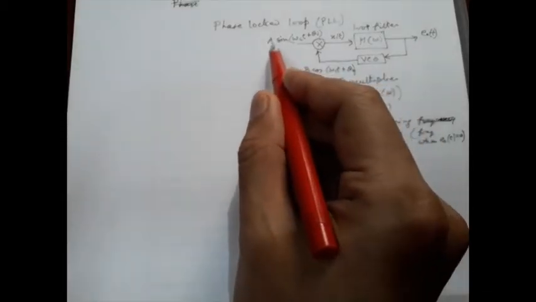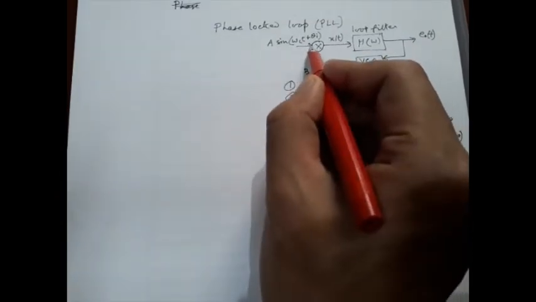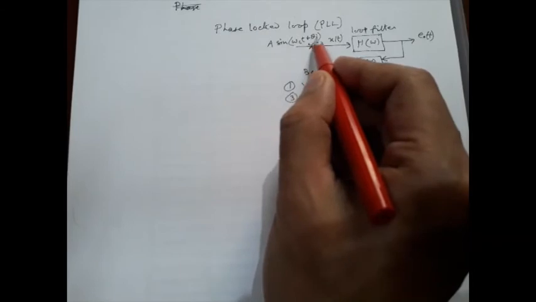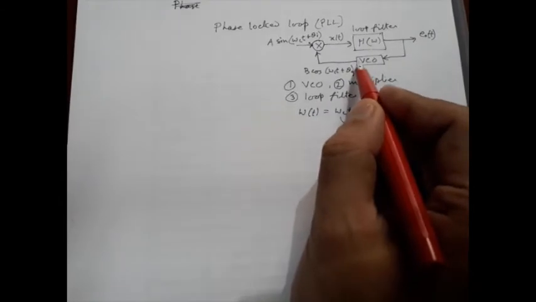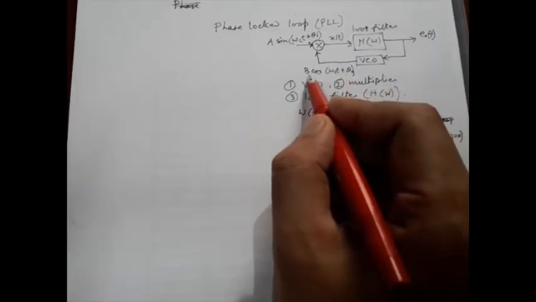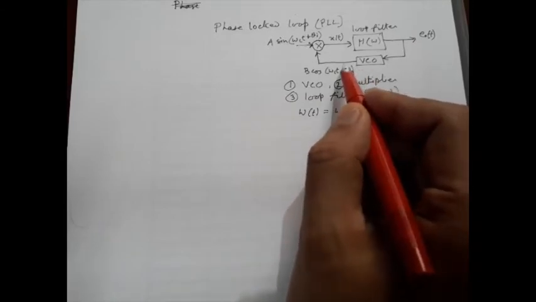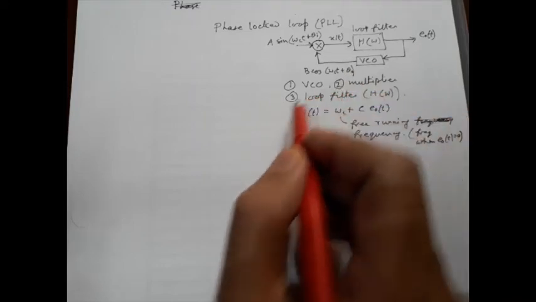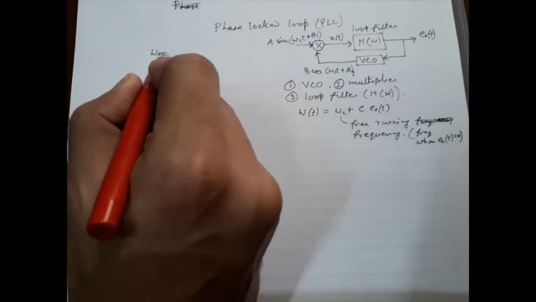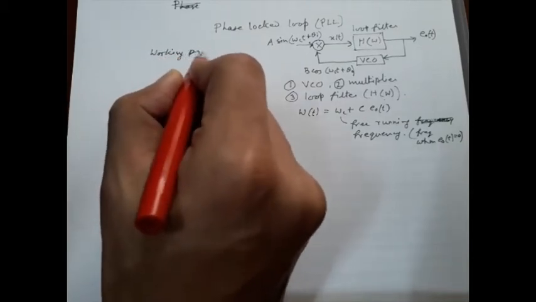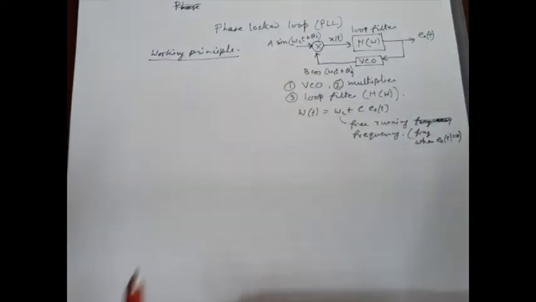Here we have assumed the input signal to this PLL is A sin(omega c t plus theta i), where theta i is the initial phase angle of the incident wave, and the VCO output has got a signal of B cos(omega c t plus theta 0), where theta 0 is the phase angle of this VCO output. So now let us try to understand the basic working principle of PLL.